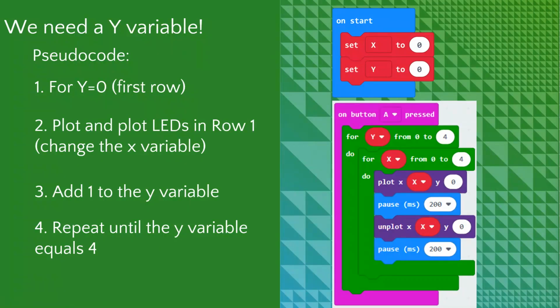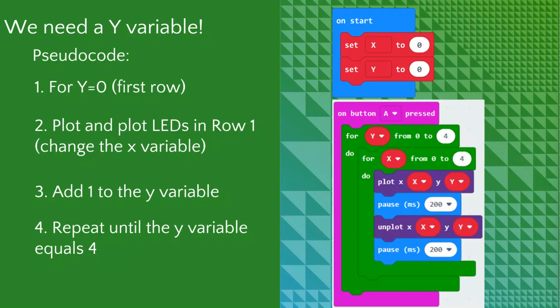Look at the plot XY block. What are we plotting? We are plotting the x variable as it changes, but we are keeping the y coordinate at 0. So on the plot and unplot blocks, we need to change that y to the y variable. So go into your variables menu and click on your little y variable and drag it into that spot instead of 0. So now what we have is plot xy. We're plotting the variables instead of specific numbers. So once you have this done, share your project and add that link into Classroom.